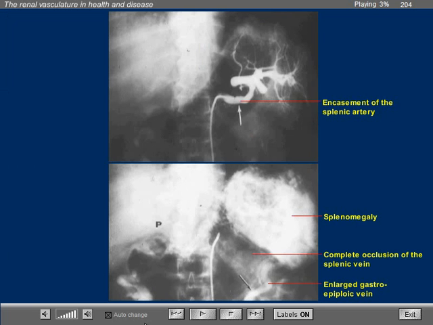A selective left splenic arteriogram shows encasement of the proximal splenic artery, as indicated by the arrow. The bottom image is the venous phase of this selective splenic arteriogram. Note that there is no visualization of the splenic vein, that the spleen is slightly enlarged, and we can see a large left gastroepiploic vein, and some veins that are observed paralleling the splenic vein. They reconstitute and opacify the portal vein indicated by P, indicating that there was a complete obstruction of the splenic vein and antegrade periportal collaterals that filled in an antegrade fashion the portal vein.